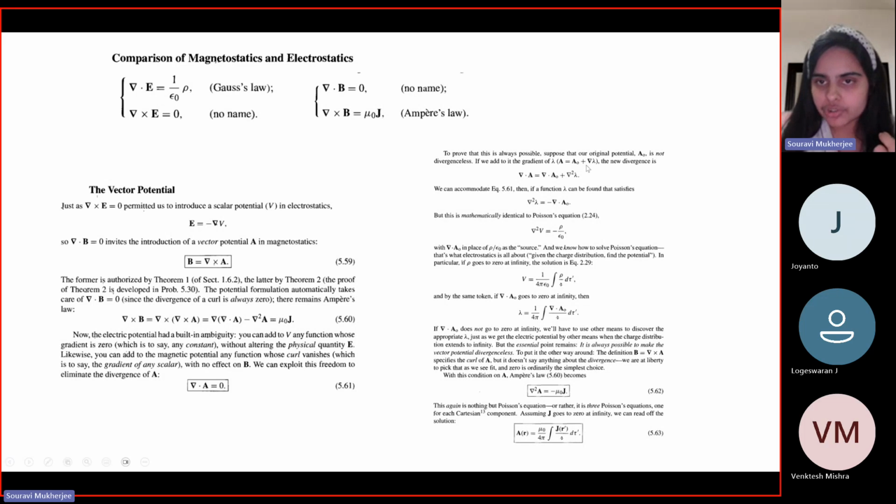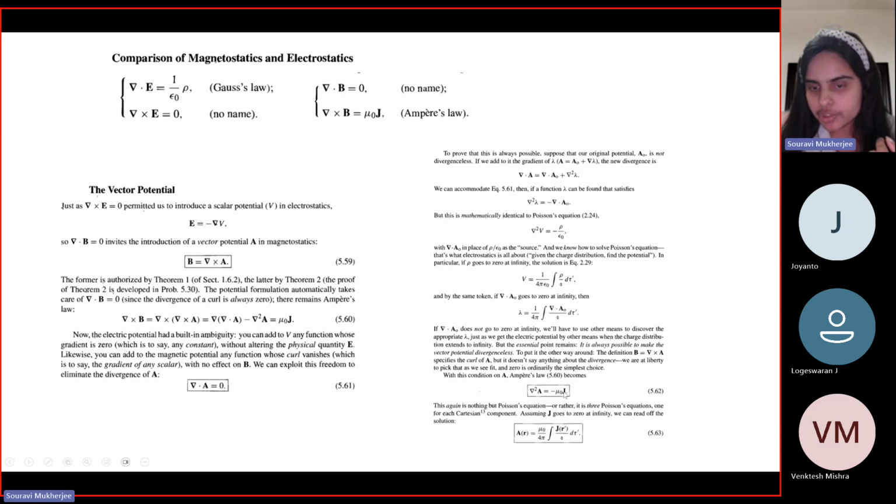Okay. So you can choose a vector potential such that the divergence of A goes to 0. Initially, if you have some A naught, which is not divergenceless, you can add a gradient of lambda to it to make the divergence of your vector potential go to 0. And if you do that, this term will go away. And what will be left is del square A equal to minus mu naught J, right? So this is what you will get, del square A equal to minus mu naught J.